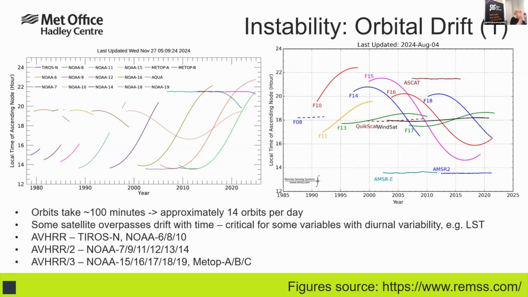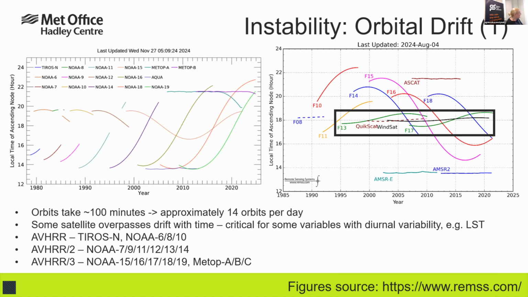So you can't just take a time series of LST from AVHRR and use it for climate, because LST has a very strong diurnal cycle, as I've shown. And you're also thinking about adjacent orbits here. There are about 14 orbits a day as well. So there are many changes happening when you're looking at that relationship over time.